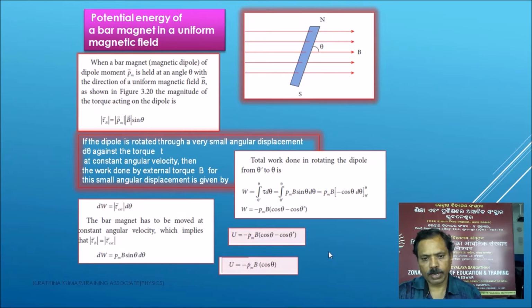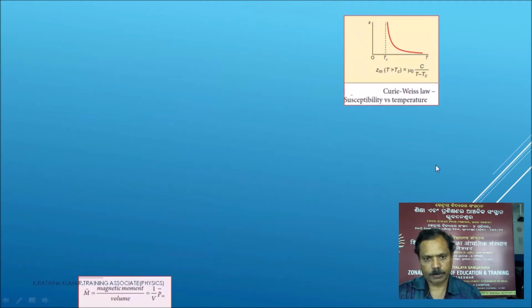Then, if theta dash is 90 degrees, cos theta dash is equal to 0, and the potential energy is equal to minus Pm B cos theta. That is the magnetic moment, the magnetic field and cos theta. The minus symbol shows that it is in the opposite direction. Therefore, the potential energy of the bar magnet in the uniform magnetic field is U equal to minus Pm vector dot B vector. When the cos theta is removed, it becomes a dot product.